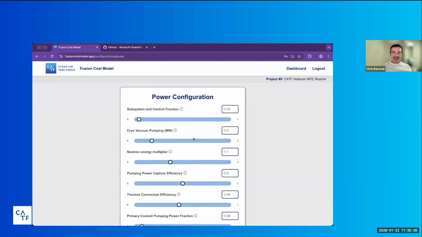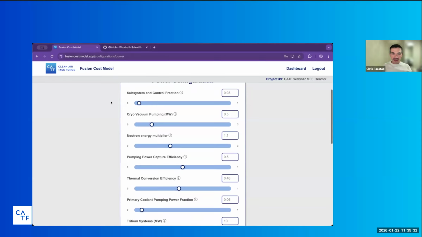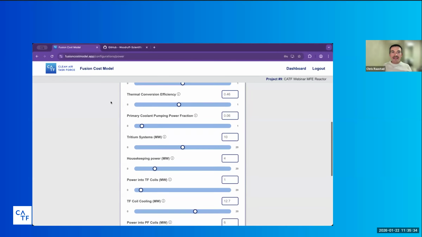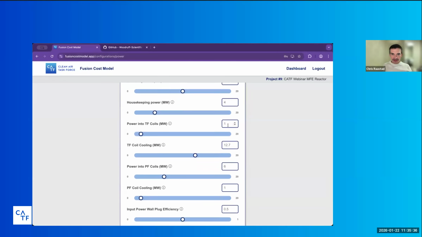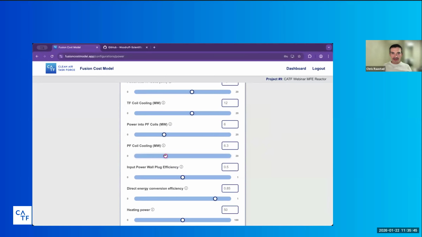So next, then the power configuration, very important for fusion reactors. I will go down here and set the TF coils power to 12 megawatts. And up this PF coil to 6.